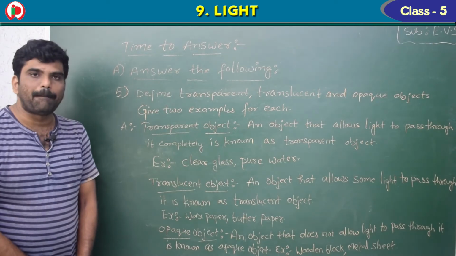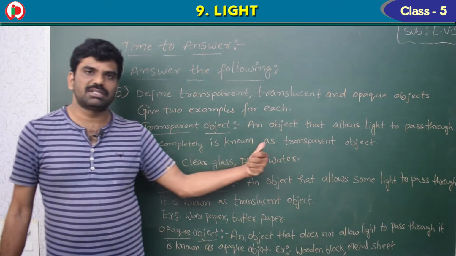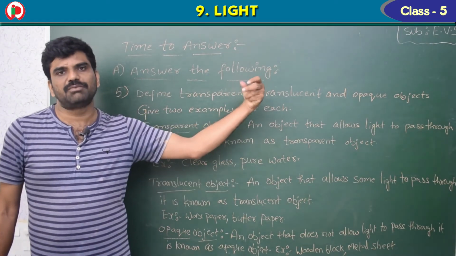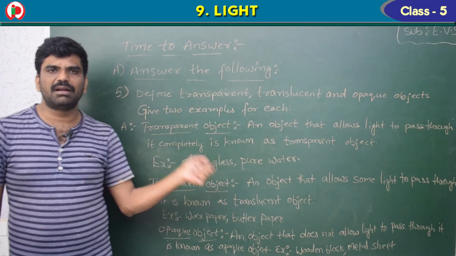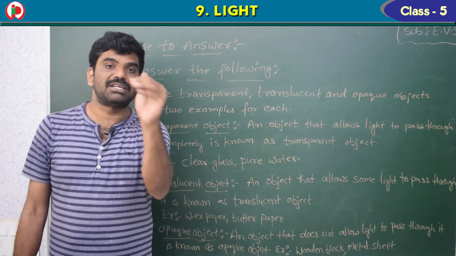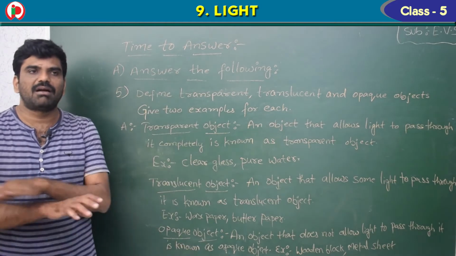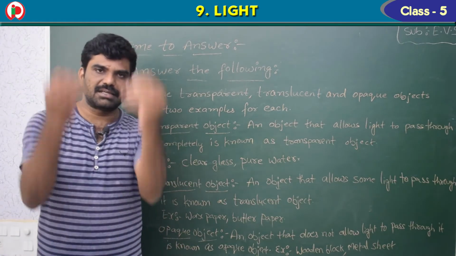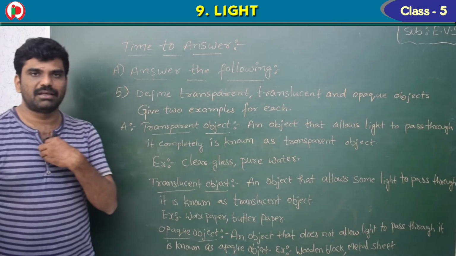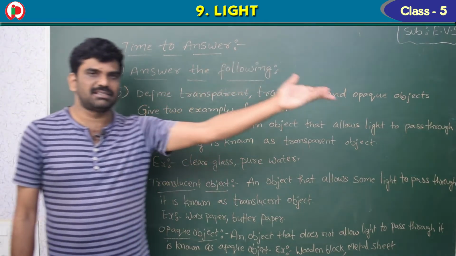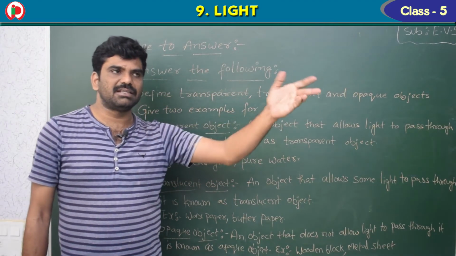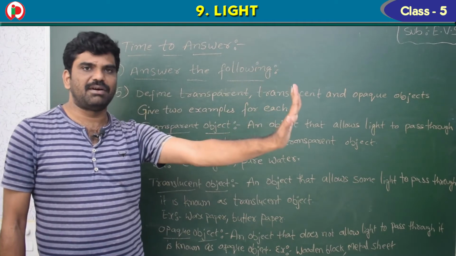Third one is opaque. So the first one you have seen, the light passes through the object completely. Second one, incompletely, somewhat, partially. Third one, not completely or not partially. It doesn't allow the light. Like the human body, we can't see the things when the human body is covered.